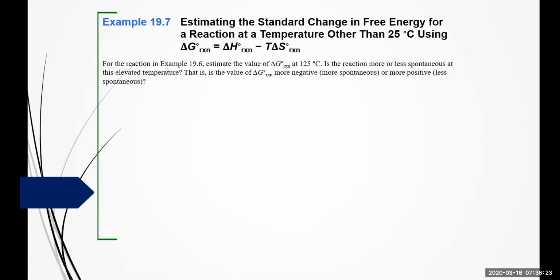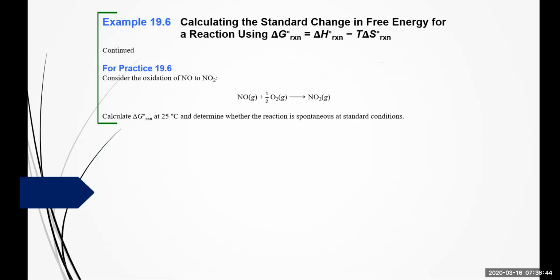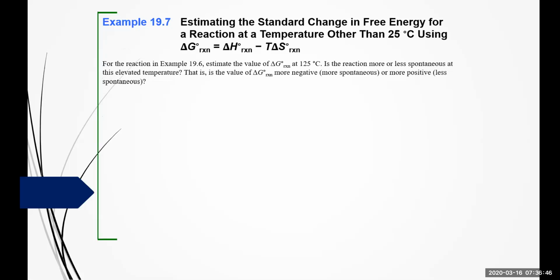And so for this one, it's the reaction in example 19.6. Estimate the value of delta G at 125 degrees Celsius. Is the reaction more or less spontaneous at this elevated temperature? That is, is the value of delta G for the reaction more negative or more positive? So example 19.6 was the one that we just did, right? And so we're looking at that value that we have from that, and we're going to find its value at 125.